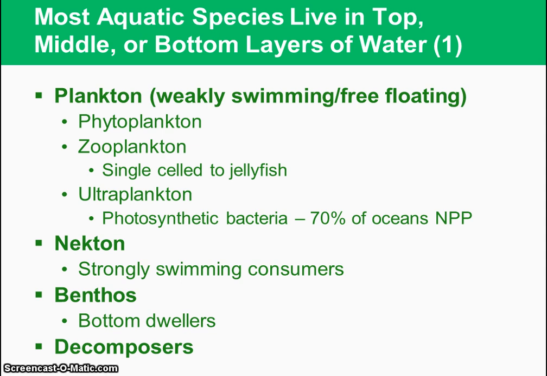Zooplankton, we see there the prefix zoo, which is animals. So these are single-celled animals all the way up to jellyfish, but they're more animal-like. I shouldn't say that they're all animals. They could be bacteria, but they're animal-like in nature. And ultraplankton are photosynthetic bacteria that account for 70% of the ocean's net primary productivity. So again, you've got the phytoplankton, but we also have what we call ultraplankton. Difference here is these are bacteria. They are not plant-like. They are simply the photosynthetic bacteria.